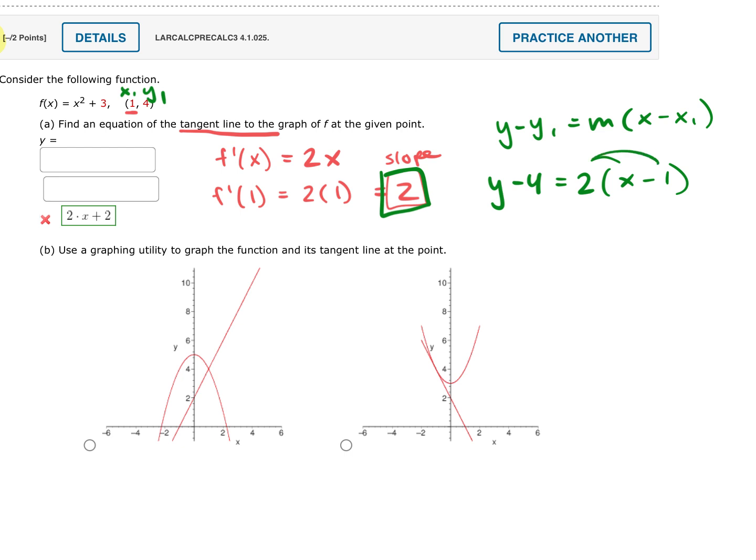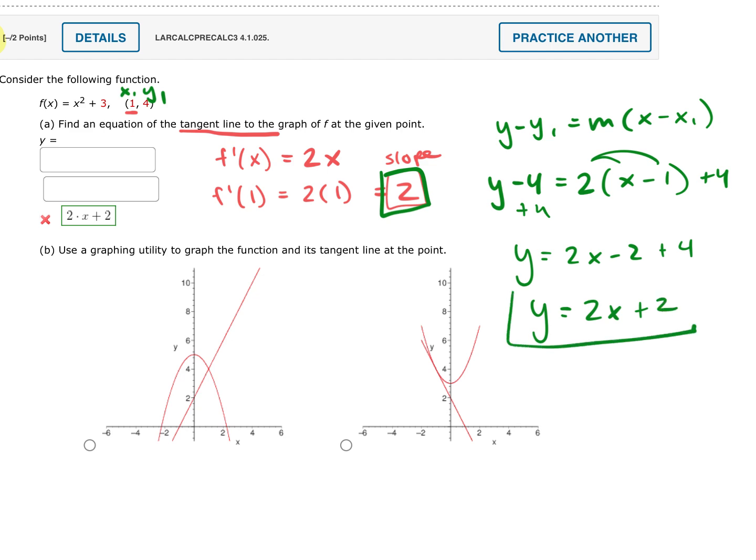So I want to distribute and add 4 to the other side. So y is equal to 2x minus 2 plus 4. Y is equal to 2x plus 2. So that would be our equation of the tangent line.